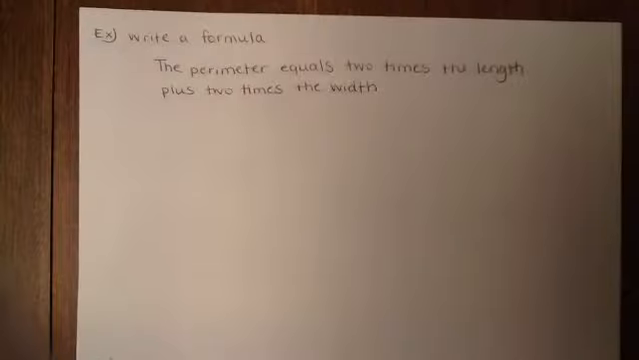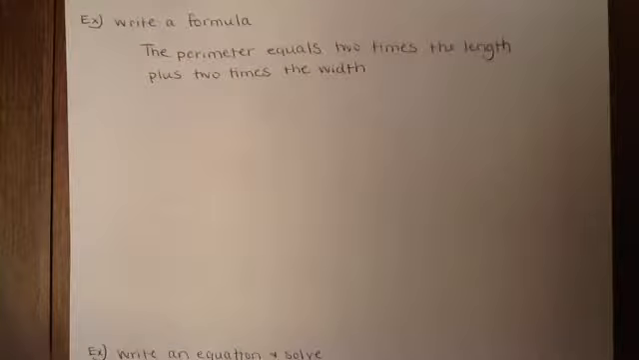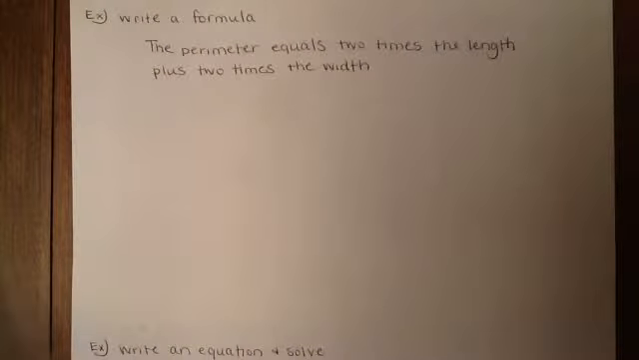Let's take a look at this next one. This time it wants us to write a formula. Formula again is going to be a type of equation. Okay. So we're going to change these pieces to math. The perimeter equals 2 times the length plus 2 times the width. So as we go through this, let's look at some key math terms.